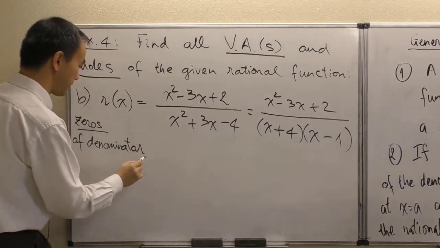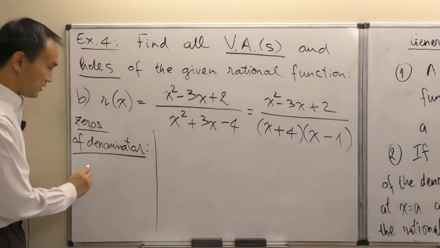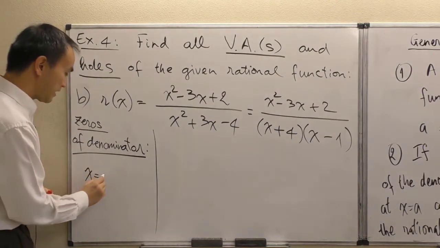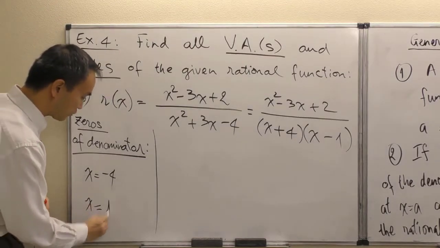All right, the zeros of the denominator. I want to be clear and specific about that. So now we have one at x equals -4. Simple. And then we have one at x equals 1.